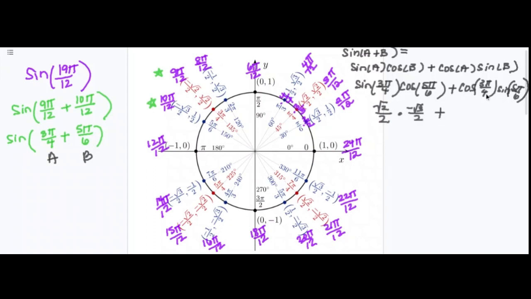Plus the cosine of 3 pi over 4. The x value there is negative square root of 2 over 2. And sine of 5 pi over 6, that's the y value there, that's 1/2.